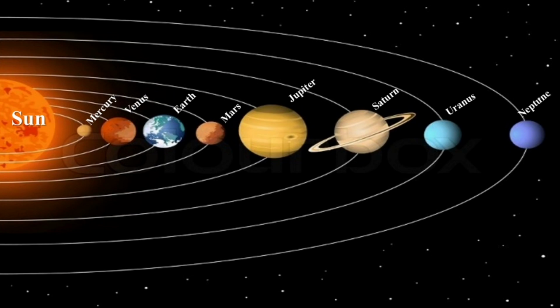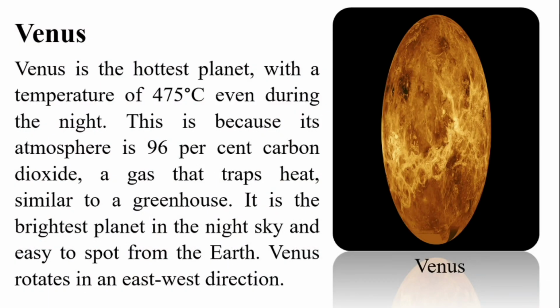The next planet we are going to study is Venus. Venus is the hottest planet, with a temperature of 475 degrees Celsius during the night. This is because the atmosphere is 96% carbon dioxide, a gas that traps heat similar to a greenhouse. It is the brightest planet in the night sky and easy to spot from the Earth.